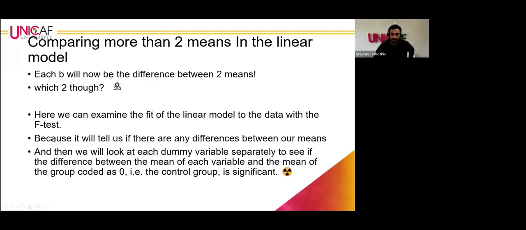Remember that we said that the F-test is the systematic variance over the unsystematic variance. If there is systematic variance, it means that our groups are meaningfully slicing the dependent variable. So we can examine the fit of the linear model with the F-test, because it will tell us if there are any differences between our means. And then we will look at each dummy variable separately to see if the difference between the mean of each variable and the mean of the group coded as 0 is significant.